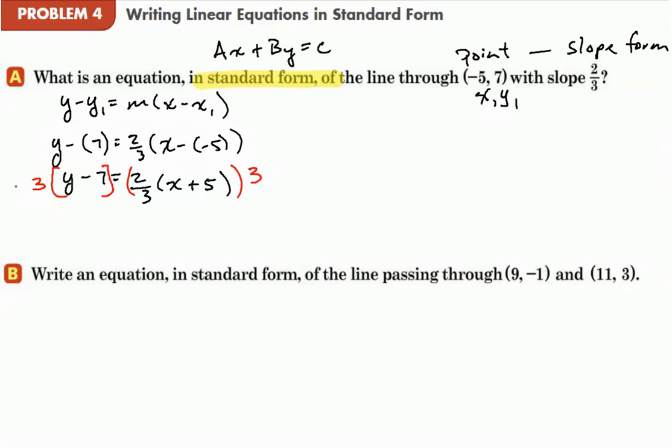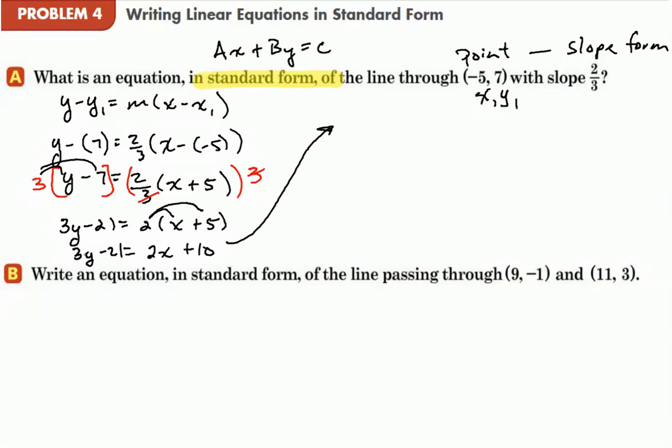So what happens is the 3's here are going to cancel on the right side, and I'm going to be left with 2 times x plus 5. On this side, we're going to distribute the 3. 3 times y is 3y. 3 times 7 is -21. So now what we want to do is distribute the 2 times the x and 2 times the 5. So 2 times x is 2x, 2 times the 5 is 10, and this is going to equal 3y minus 21. Alright, so we're almost there.